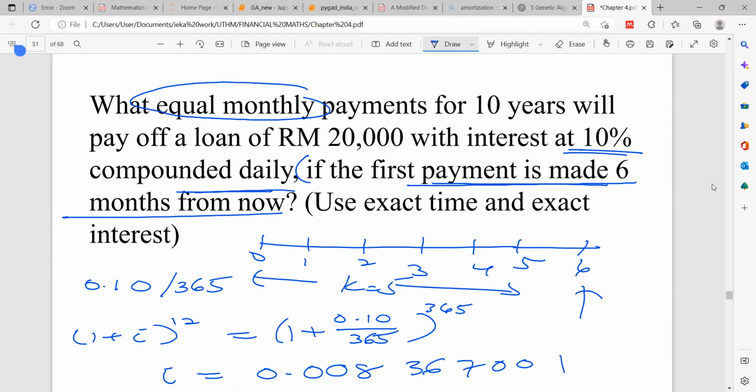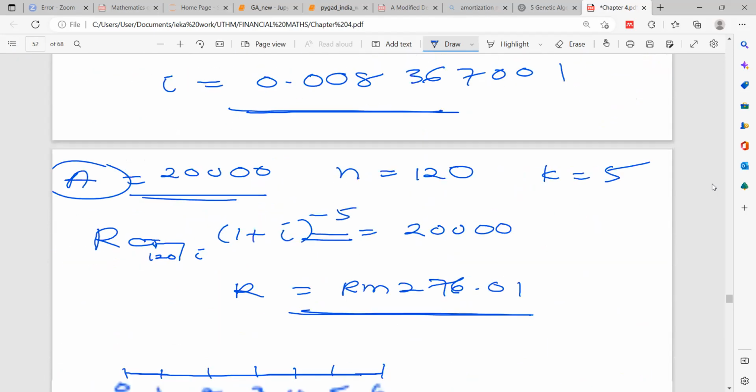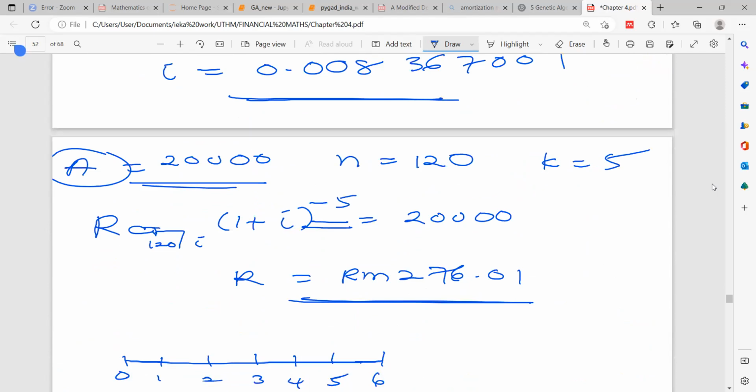Okay, so dalam kes yang sama, what equal payments for 10 years? Okay, dia nak cari R pula. So, caranya sama. Cari equivalent rate kita. Okay, bila kita dapat equivalent rate, kita masukkan dalam formula dan kita akan dapatlah R kita. Okay.